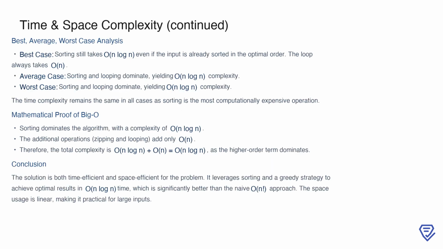When we analyze the best, average, and worst-case scenarios for this algorithm, the time complexity remains O(n log n) across all cases. This is because sorting, the most computationally expensive operation, is required regardless of the order of the input. Even if the seeds are already sorted in the optimal order, sorting still takes O(n log n). The mathematical proof of the algorithm's complexity confirms this. Sorting contributes O(n log n), while the additional operations, such as zipping and looping, add O(n). Since O(n log n) dominates, the total complexity is O(n log n).